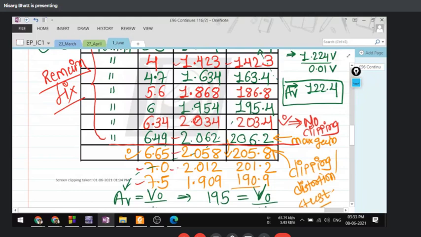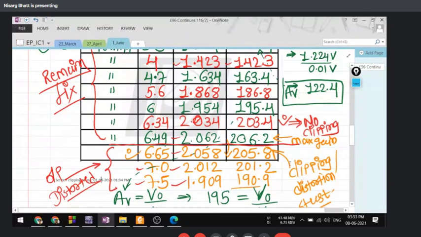It is 2, then 2.01, then 1.9, right? Okay. And here in this range, your output is distorted. Student, your output is distorted, correct?